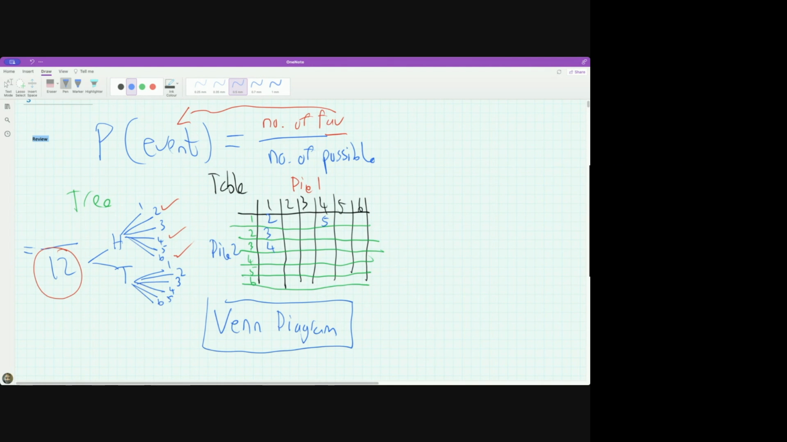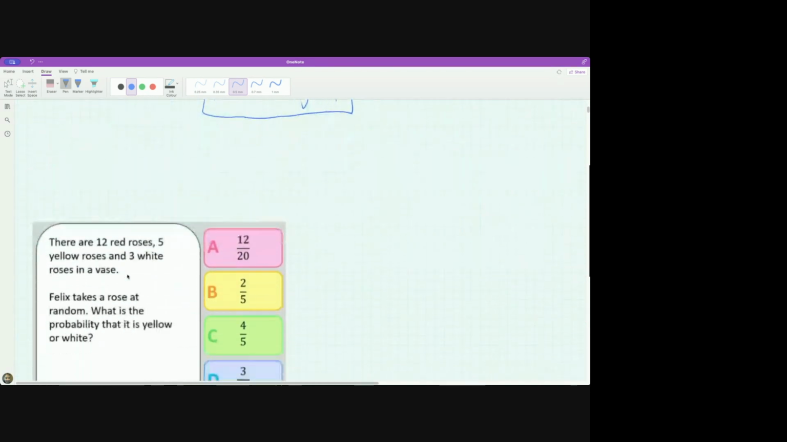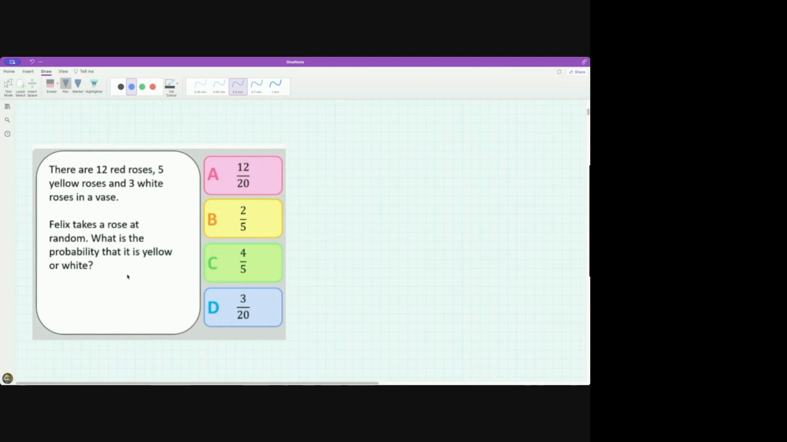Welcome to Atlachang and to Silikani, who's also joined us. Silikani. Okay, let's have a look at this question over here.